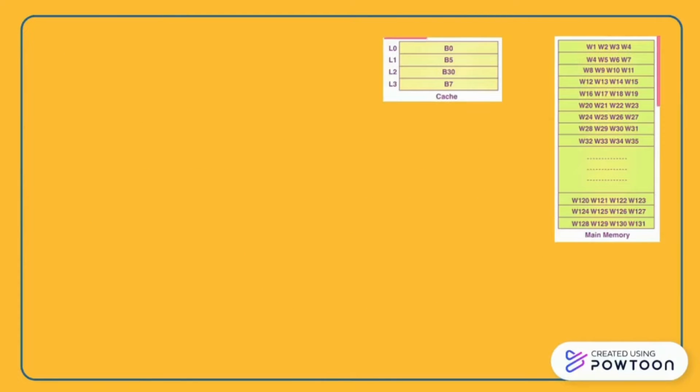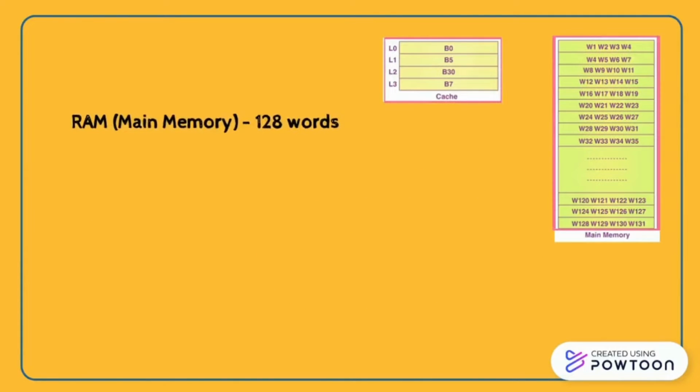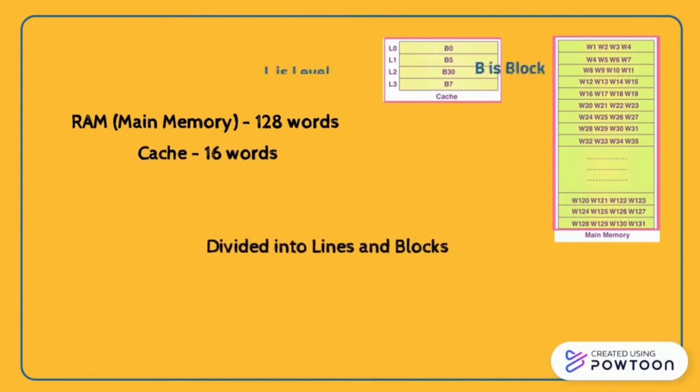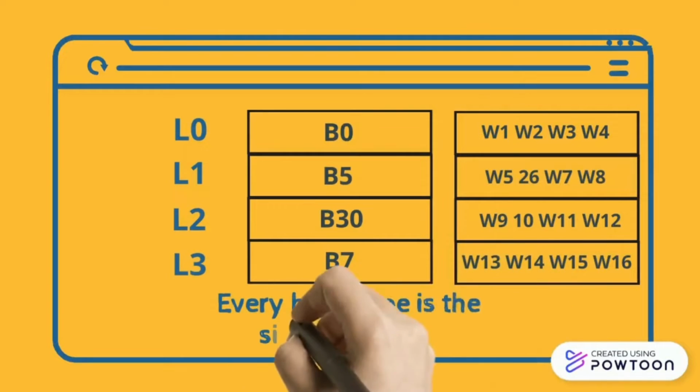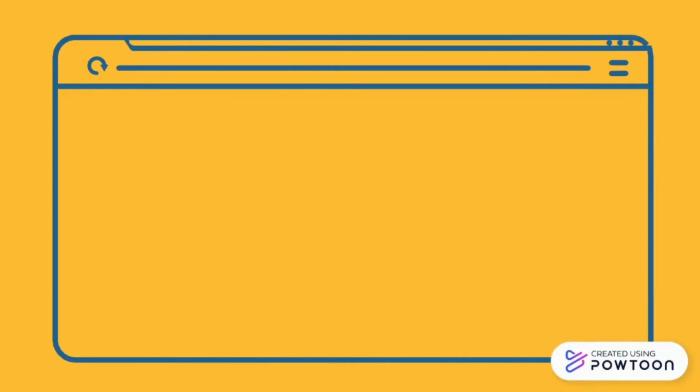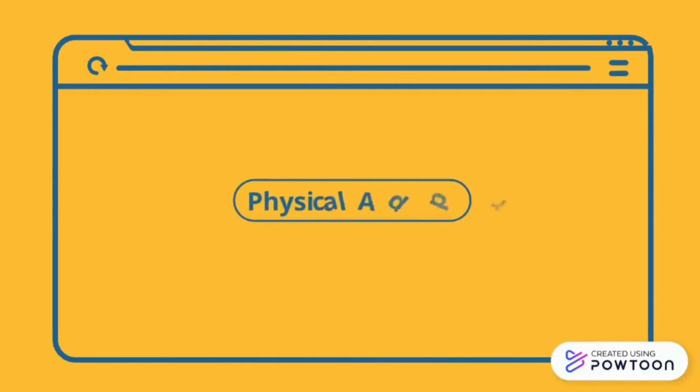Now, let's assume that the random access memory is the size of 128 words, while the cache size is 16 words. The cache and the main memory are divided into lines and blocks respectively. Also, the size is 4 words for every block and line. Physical address.